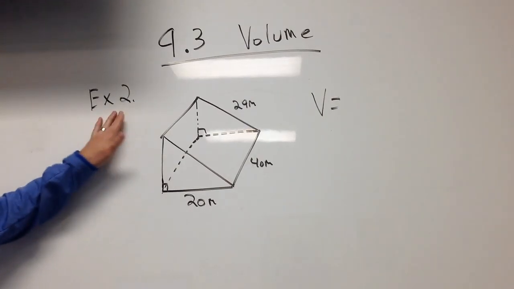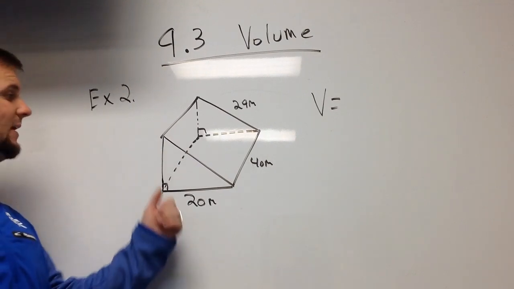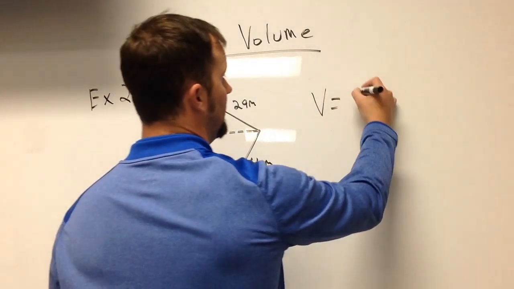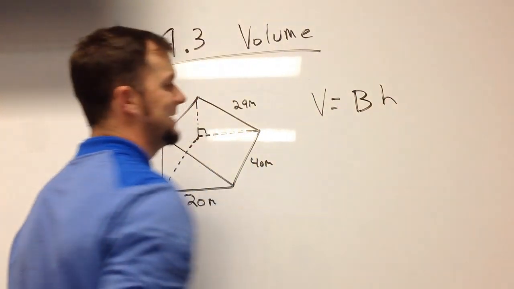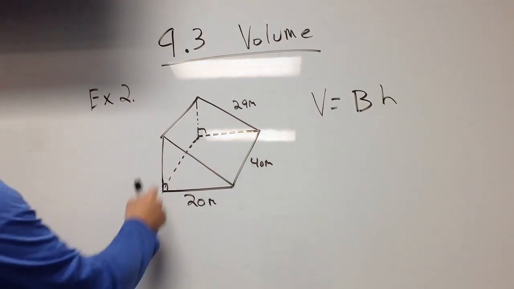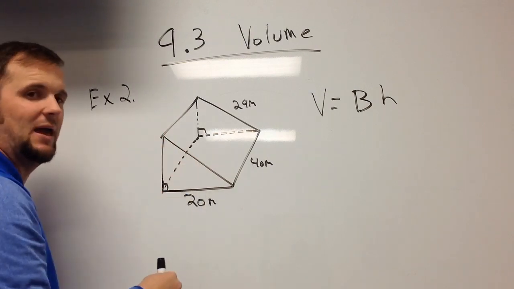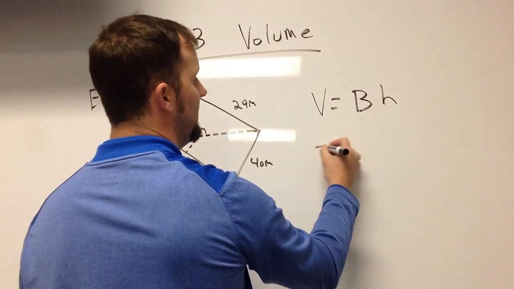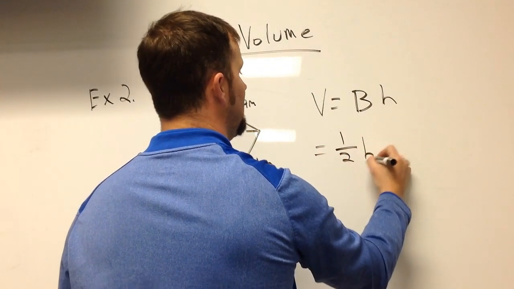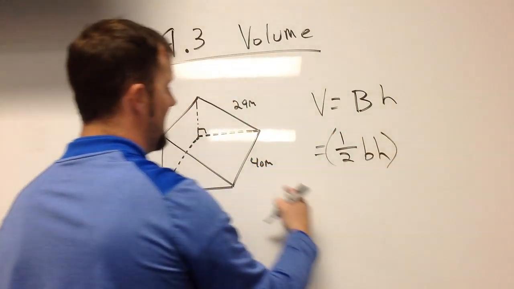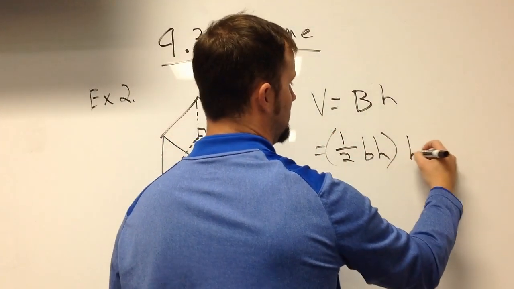Alright guys, so let's look at example number 2. So example number 2 now, we have a triangular prism and we need to find the volume of it. So with this triangular prism, we know the volume is going to be the area of the base times the height. So we need to analyze just the base at first. So look at the base, I have a triangle as my base. So to find the area of a triangle, I'm going to replace the capital B with 1/2 BH, which is going to be the area of the triangle. Then I'm going to multiply that by the height of my prism here, which is H.